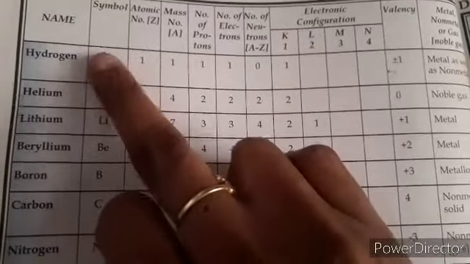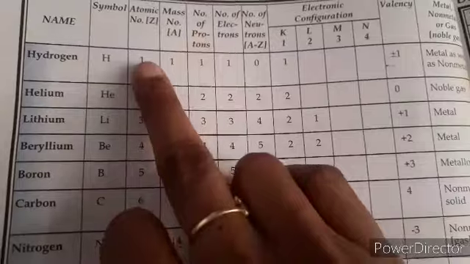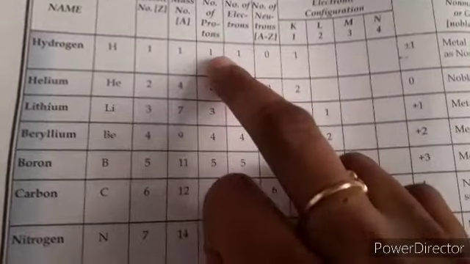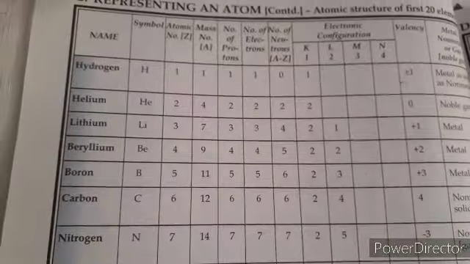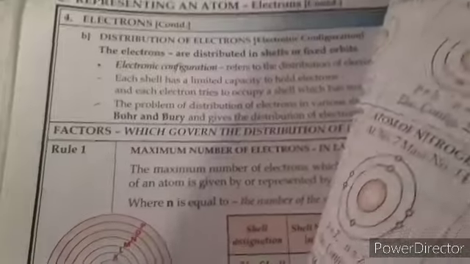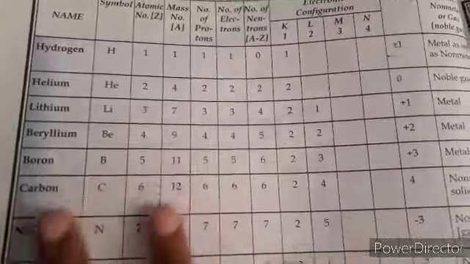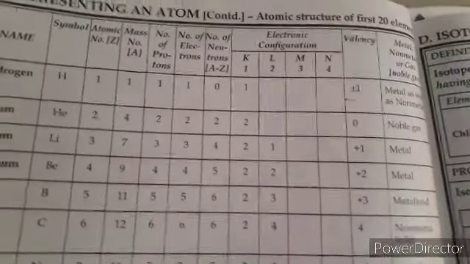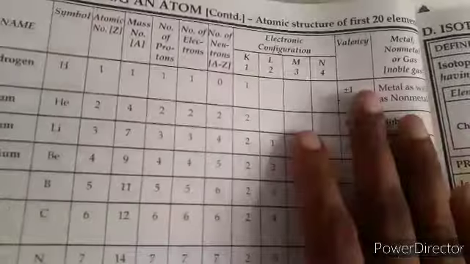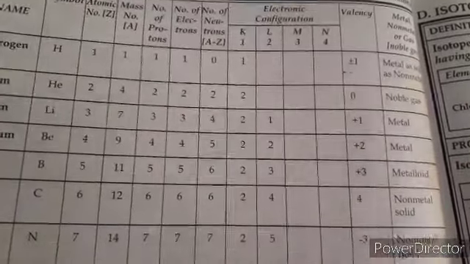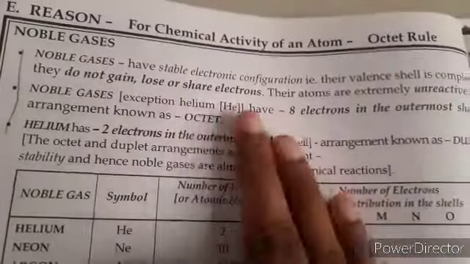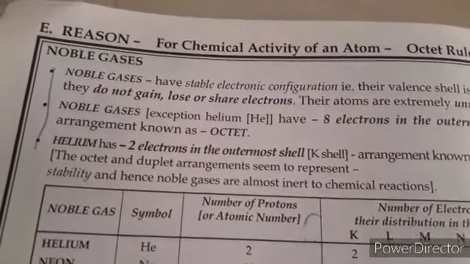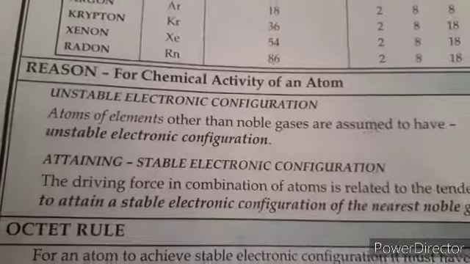Then you can easily learn the symbol of a particular element, the atomic number, the mass number, and from this you can easily calculate the number of protons, electrons, neutrons. So it's very helpful to learn this part, and you can easily calculate the electronic configurations, and then you can write down the valency part, then metals, non-metals, noble gases also. The noble gases we have already discussed with the question of this noble gas. So you can learn the reasons for that.